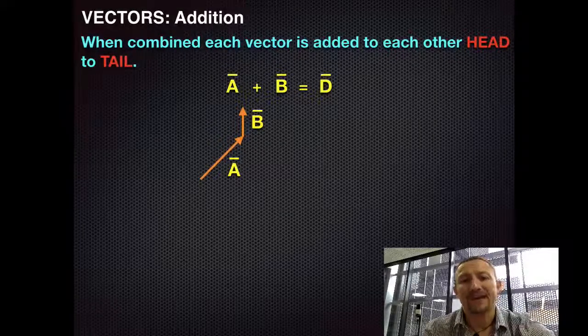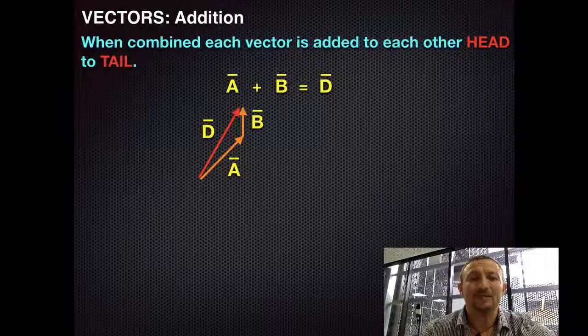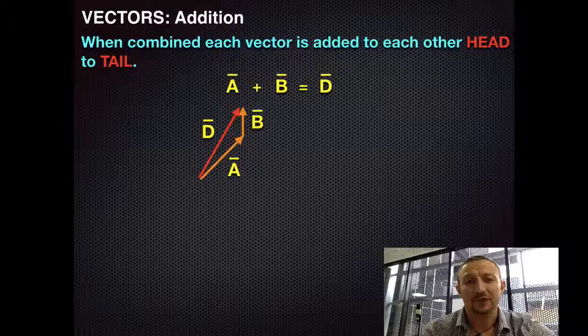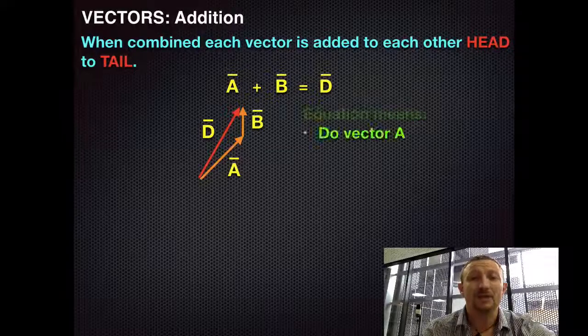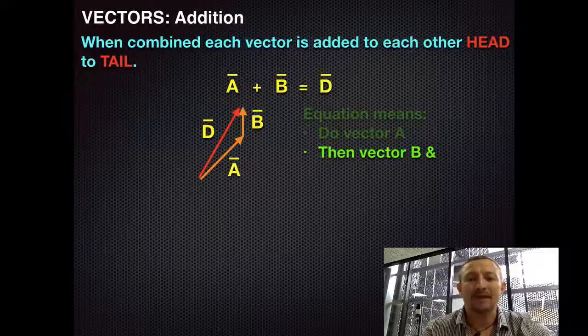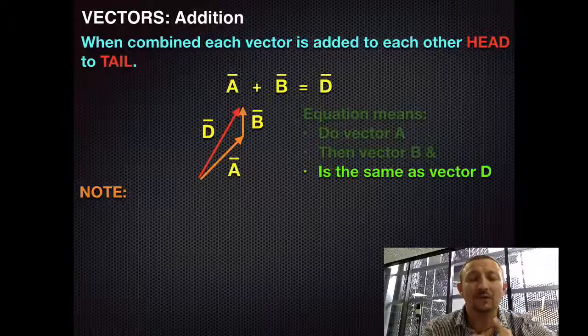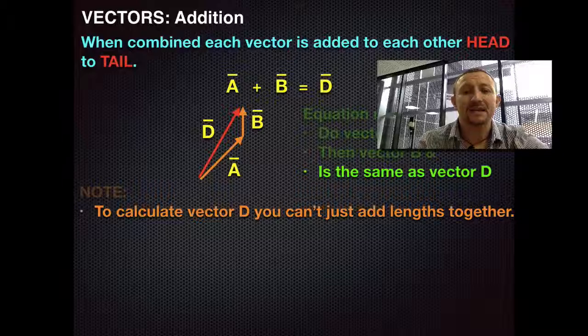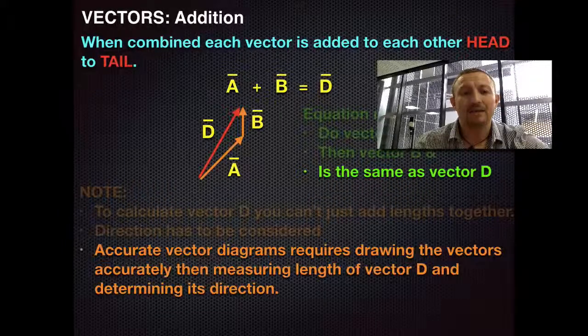Now, the effect of doing vector A and then vector B is the same as doing vector D. So it's going in a different magnitude and in a different direction. So just to recap, an equation, vector A plus vector B equals vector D, means do vector A first, then place vector B, placing the tail of vector B on the head of vector A, and this is the same as doing vector D. So we need to note that to calculate vector D, you can't just add the lengths together because we're going to get a totally different vector. Our direction also has to be considered.